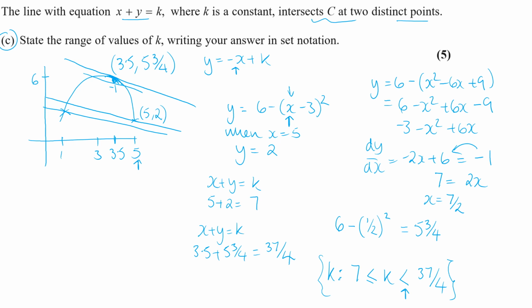Now another way to do this is to equate the two lines. So rearrange the x plus y equals k. You could have y is equal to k minus x, and then equate that to the curve 6 minus (x minus 3) all squared. Take everything to one side and do b squared minus 4ac is equal to 0, which will mean we'll have a tangent, and solve for k that way. It will still come out to be the 37 over 4.